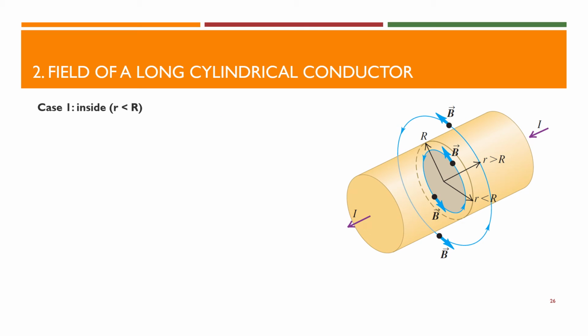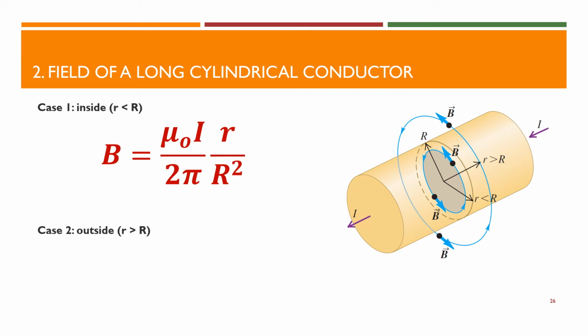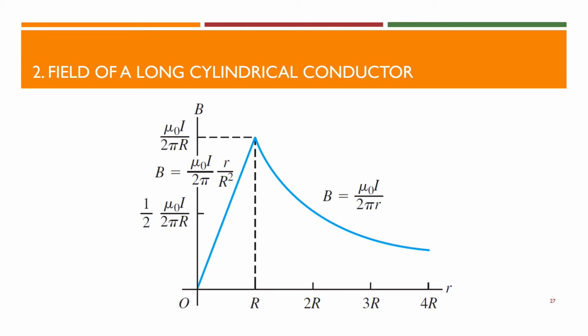So in summary, at points inside the long cylinder, this is our magnetic field, linear in R. At points outside, this is our magnetic field, inversely proportional to the distance from the center of the cross section. So we have now covered the magnetic field due to a long wire and a long cylindrical conductor, where we make use of circular Amperian loops. This is how your magnetic field due to the long cylindrical conductor behaves: linear up to big R, then inverse beyond big R.